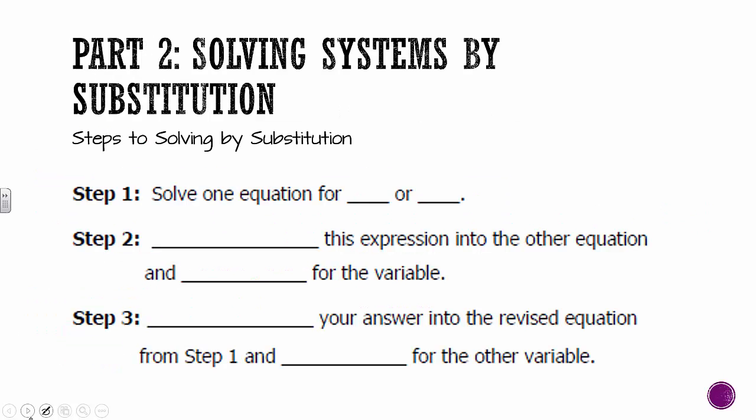So the steps to solving by substitution. The very first thing that we need to do is solve one equation for x or y. The awesome thing is, sometimes this step is going to be done for us. This just means get x by itself or get y by itself. What we're going to do next is substitute. This is called substitution for a reason, so we're going to plug it in. So substitute this expression into the other equation and solve for the variable that we have.